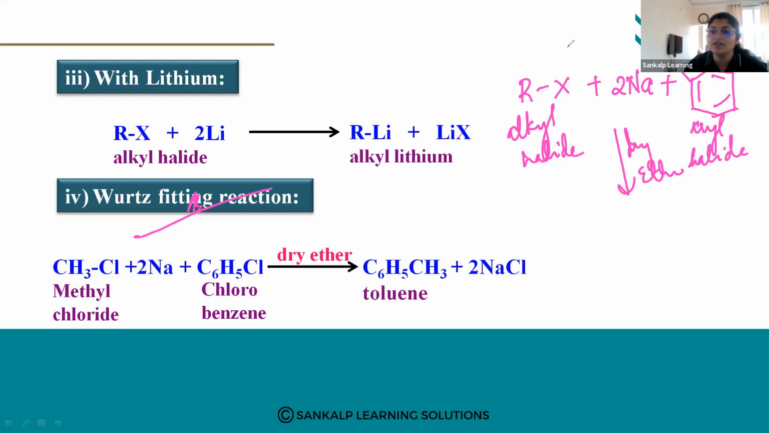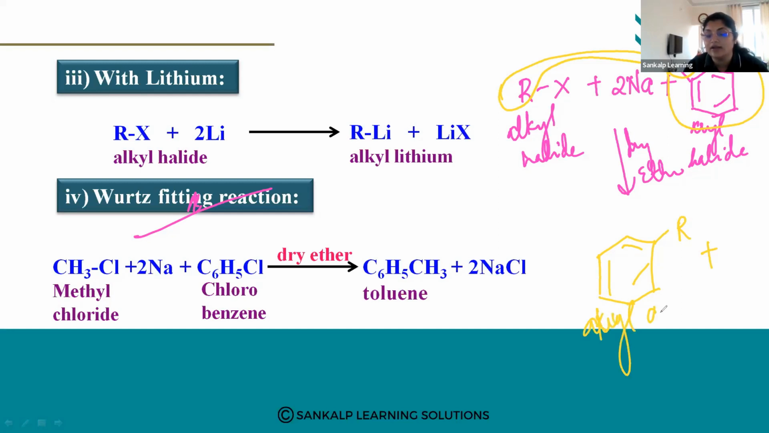And what is formed here? R will combine with the aryl group. This is the product which is obtained: alkyl aryl.